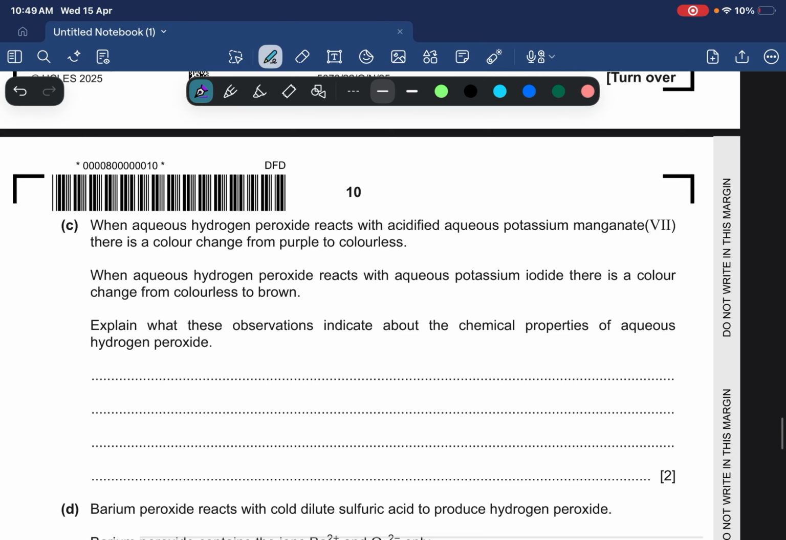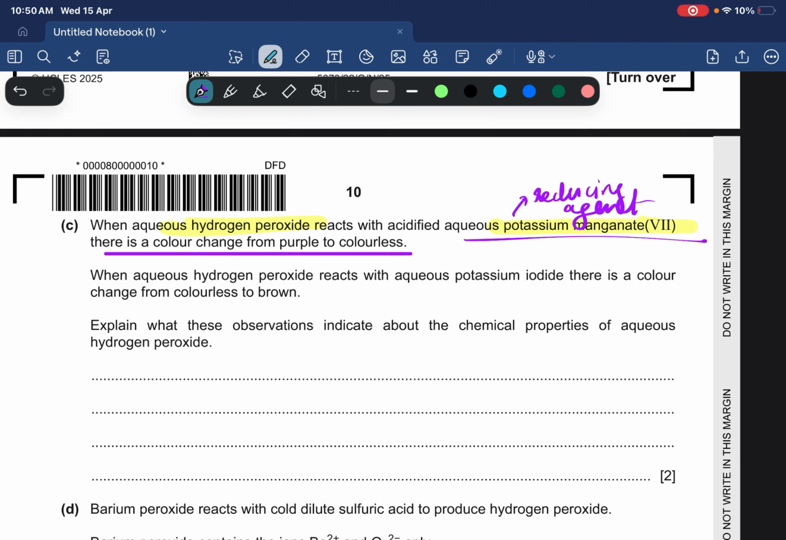When aqueous hydrogen peroxide reacts with acidified KMnO4, we know this is a redox reaction. We have H2O2, we have KMnO4. KMnO4 is used to test for a reducing agent. If you add this to a reducing agent, it's going to change color from purple to colorless. There's a color change from purple to colorless.